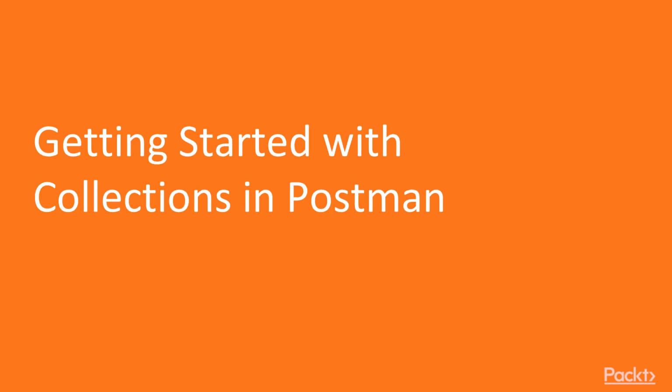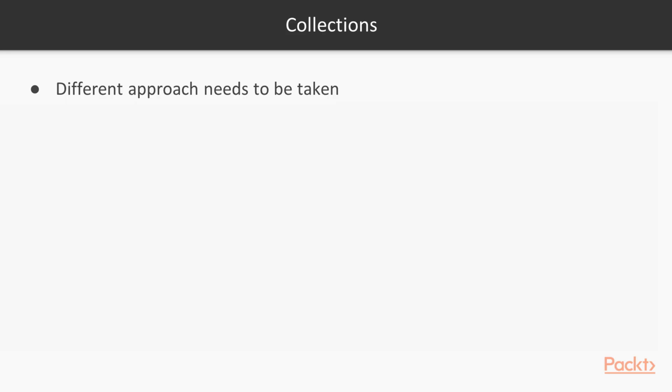So for this video, we're going to get started at one of the starting points in Postman, which is using collections. The reason we want to start here is that when you write automation tests, so regression tests that you're going to run over and over, you need to take a little bit of a different approach than you do with exploratory testing. A lot of the same principles apply, which is why we started with that stuff, but there are some additional things you need to consider as well.